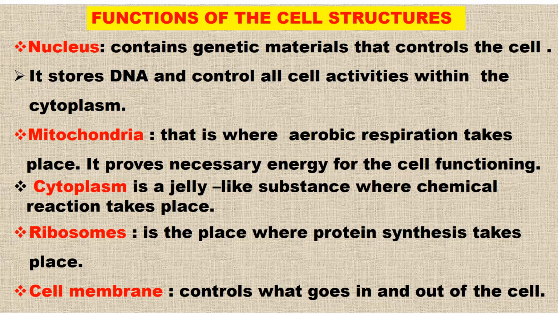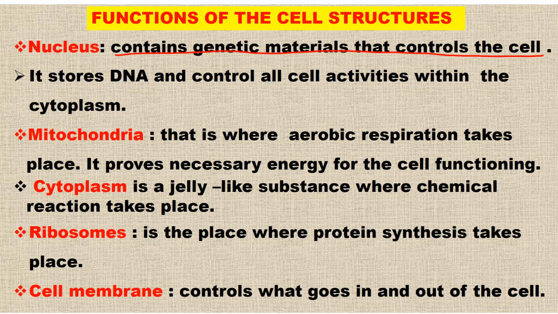To start with, we are going to look at the parts that they have in common. One, the plant cell and animal cell both have the nucleus. Now, what is the function of the nucleus? You can say it contains genetic material that controls the cell.